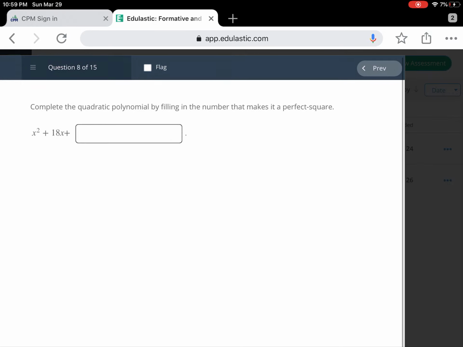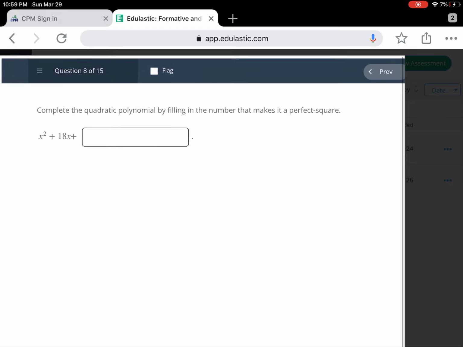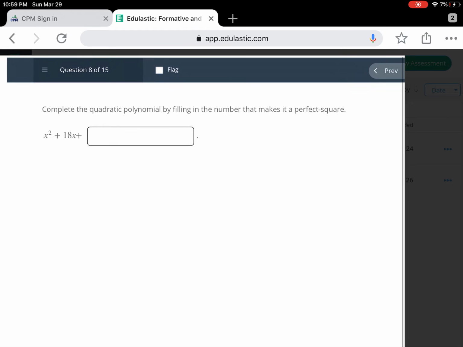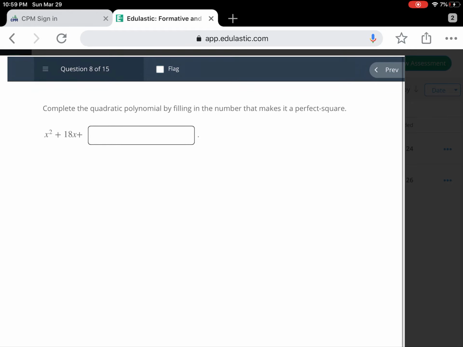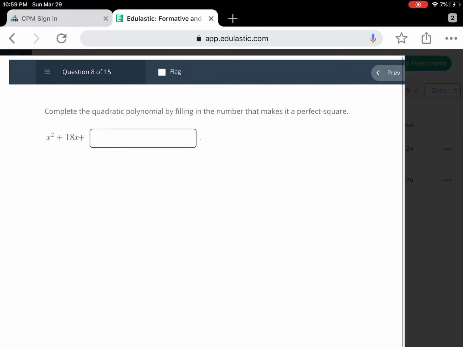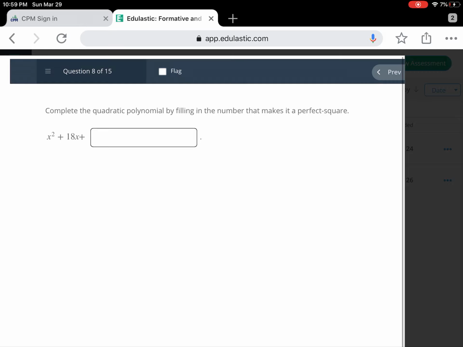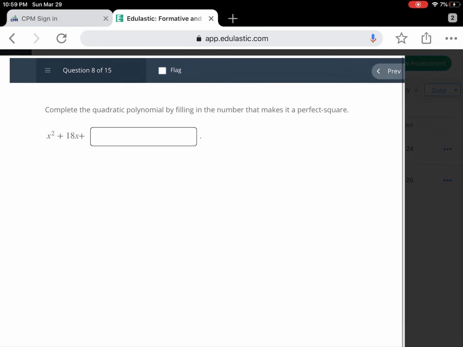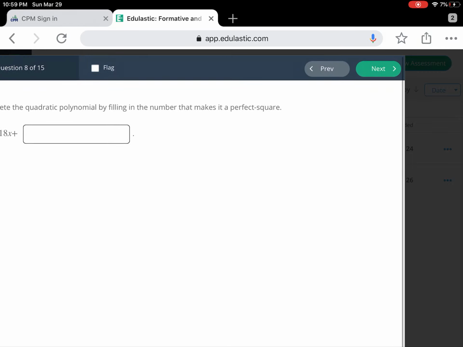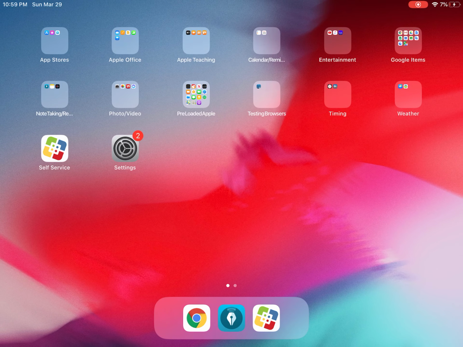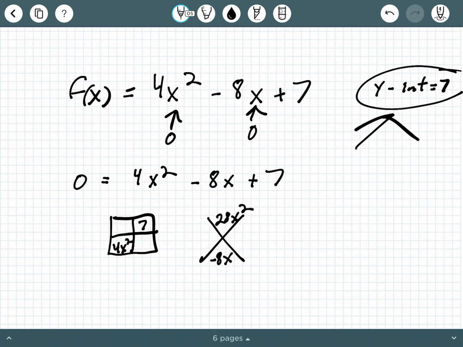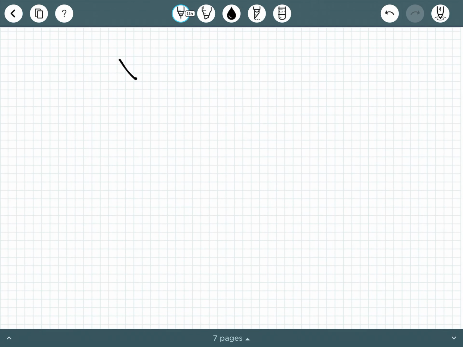All right, so this one was an interesting one. We were asked to complete this quadratic to make it a perfect square. That means complete the square, but they gave us an easy one because we get to fill in that third term to be exactly what it needs to be. So x squared plus 18x plus something would be a perfect square.